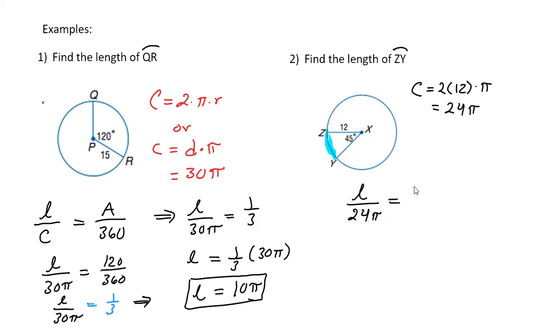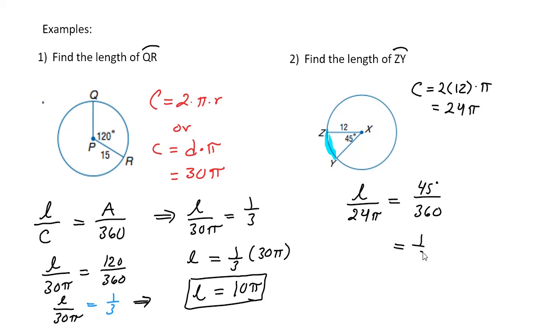And this is going to be equal to the ratio 45 degrees divided by 360. Once again, we have two ratios, two comparisons. The arc length is a fraction of the whole entire circle. The central angle is a fraction of the entire circle. So let's go ahead and simplify this too. We can simplify the 45 divided by 360. That is going to be 1/8.